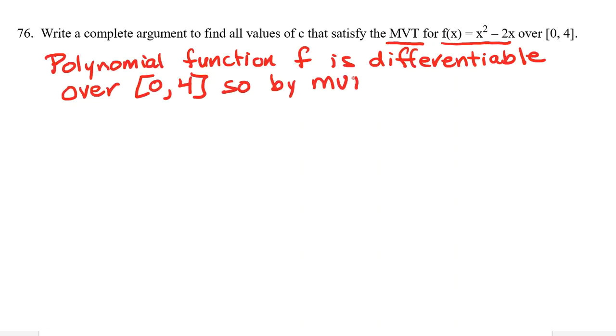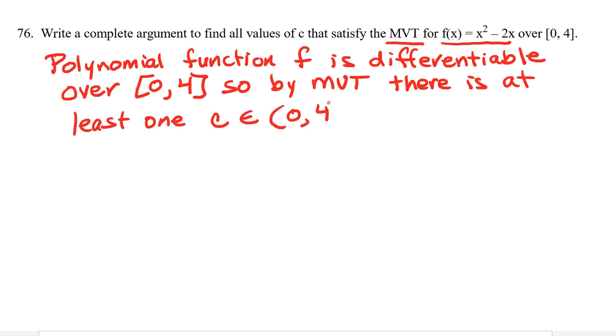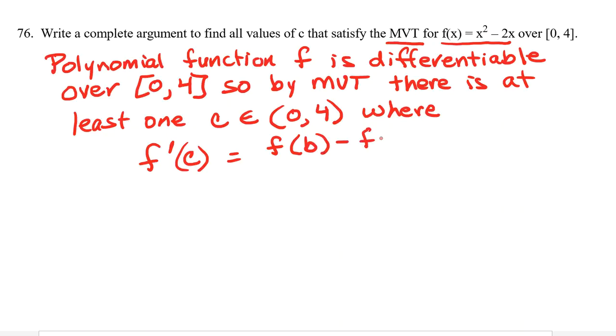So by the mean value theorem, there is at least one value of c somewhere between 0 and 4. So here we want to switch to the open interval where the instantaneous rate, that's the slope of the tangent line, so that's the derivative, is equal to the average rate, that's the slope of the secant between the endpoints. So this endpoint should be a 4, and the other endpoint at 0.